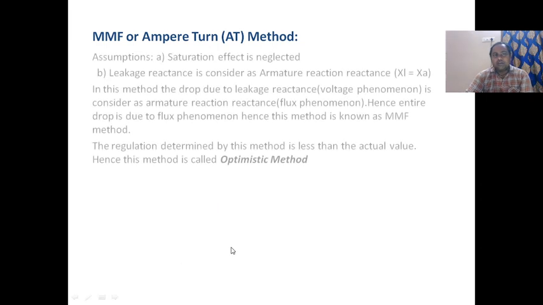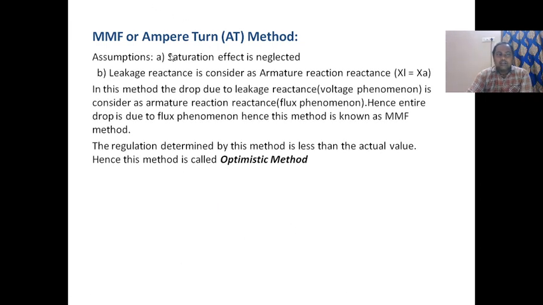Next one is the Ampere turns method. The Ampere turns method is an extension of the EMF method. Here both are the same, but finding the regulation is different in the graphs. Here also the saturation effect is neglected, and leakage reactance is considered as armature reactance, XL is equal to XA. In this method, the drop due to leakage reactance voltage phenomena is considered as armature reaction. Hence, the entire drop is due to flux phenomena. Hence, this method is known as the MMF method.